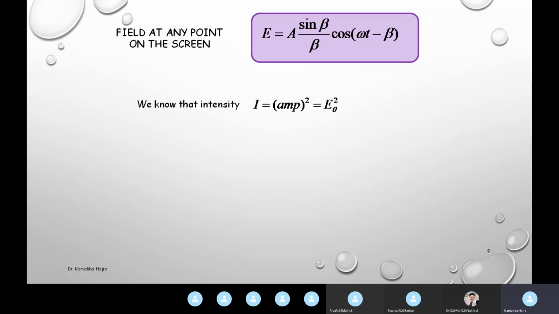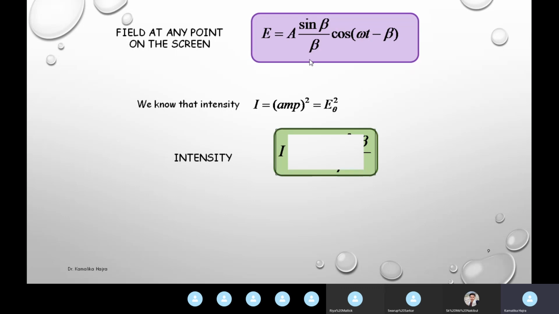Now we know that intensity is the square of the amplitude, so it will be E theta squared, and E theta is A sine beta by beta. So the intensity at any point is given by I0 sine squared beta by beta squared, where I0 I have written for A squared, which is nothing but n squared a squared. That is the total intensity of the incident wave. I0 is the intensity of the incident wave.